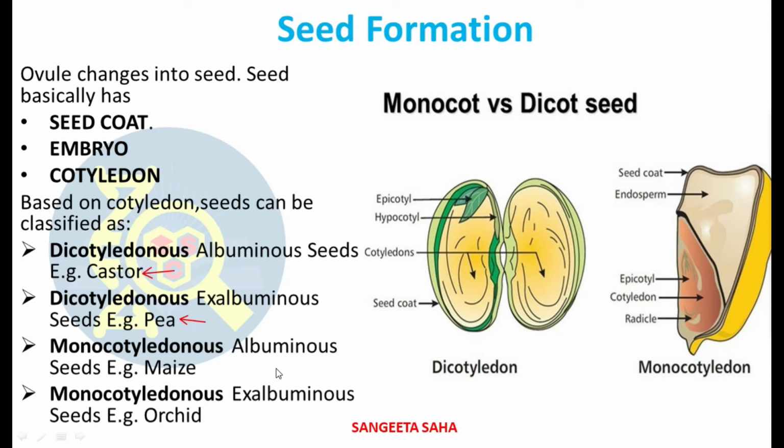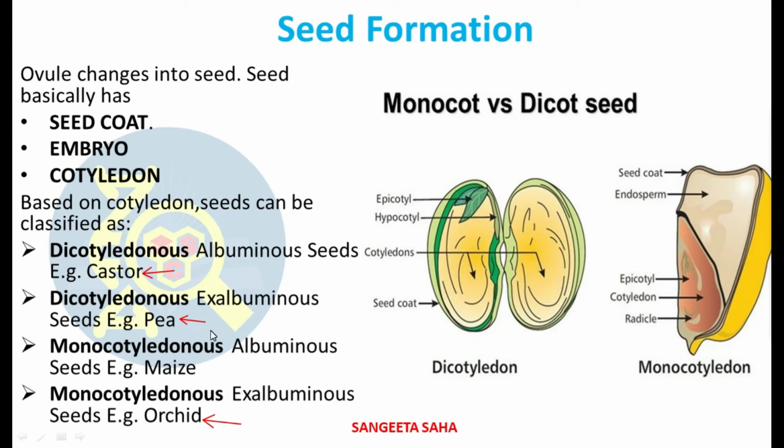It can also be classified as monocotyledonous albuminous seeds and monocotyledonous exalbuminous seeds. As we have already discussed in the development of monocots, they have only one cotyledon, and that too is very thin and papery by nature. Now, their viability or the time taken to germinate is very short. So, here the example of exalbuminous seed is orchid. This one.